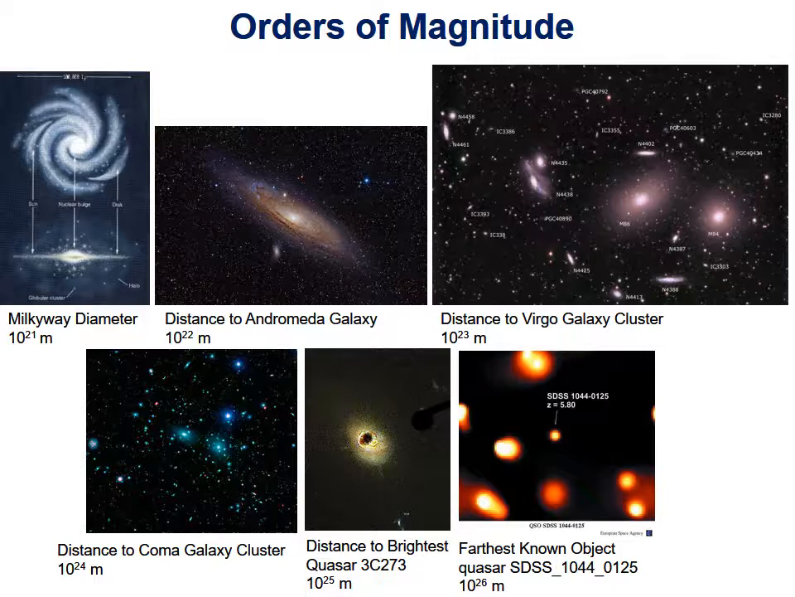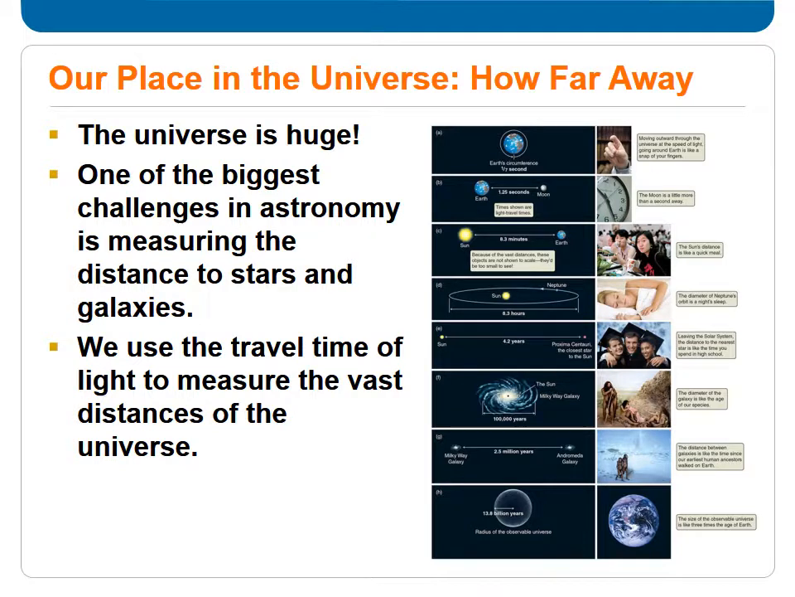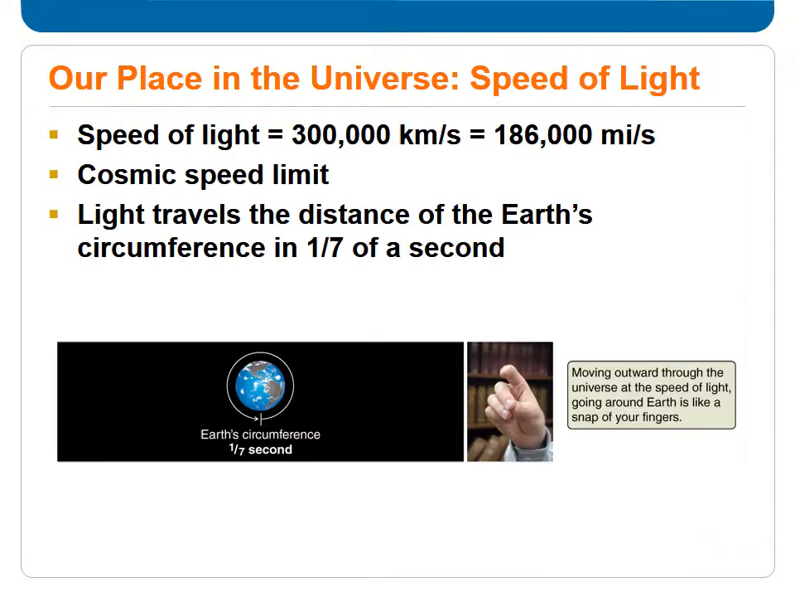The distance to the farthest known objects in the universe is 10 to the 26 times greater than the length of the baseball bat. The universe is huge. One of the biggest challenges in astronomy is measuring the distance to stars and galaxies. We use time travel of light to measure the vast distances of the universe. Figure 1.2 in your book illustrates how light travel can be used to measure distance.